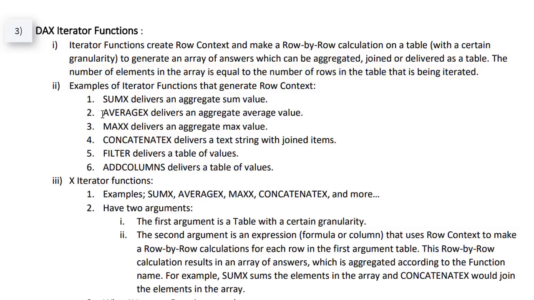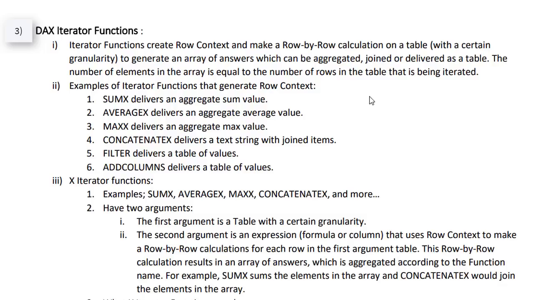Now, SUMX, AVERAGEX, MAXX, those are all aggregate functions that create an array of answers and then deliver sum, average, and the maximum value. CONCATENATEX, that's another X function like these three. It'll iterate a table and then generate a single answer of joined elements. And we'll see an example of that later. Filter and add columns. Those are iterators that go through each row in a table and either filter the table or add an extra column. But these two iterating functions deliver a table, whereas these four deliver a single answer.